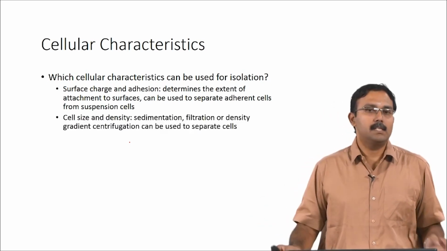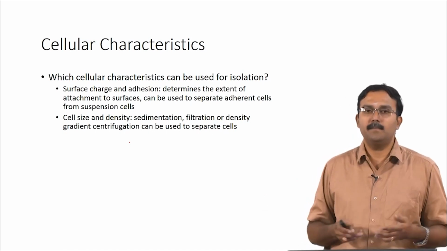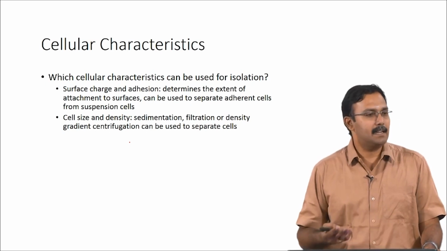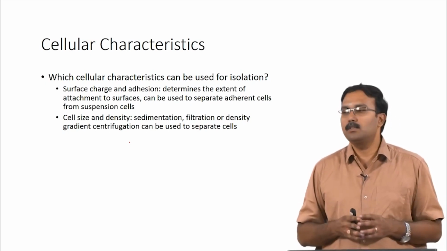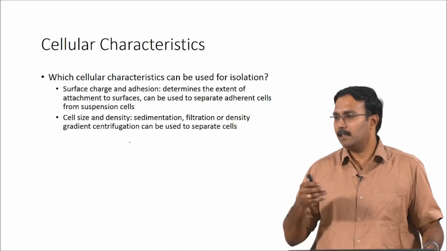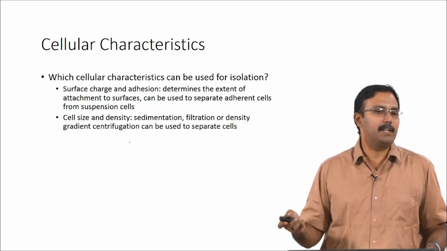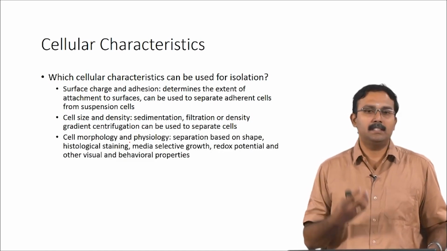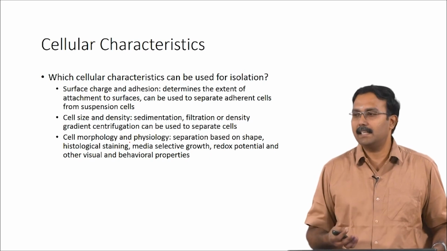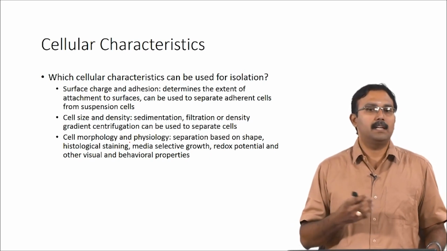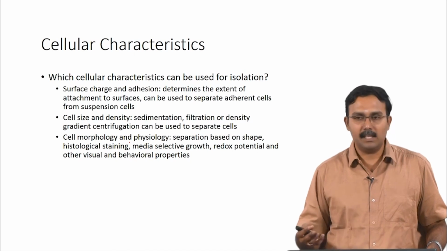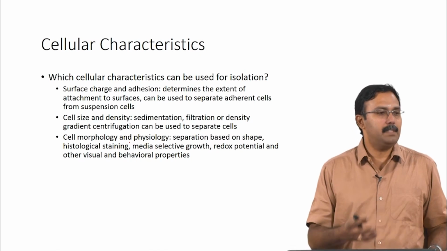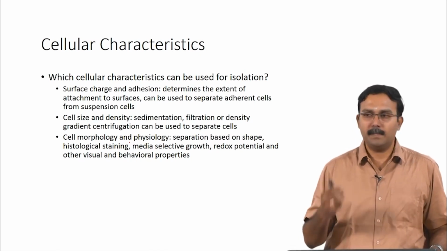Okay. So, cell size and density is a parameter which can be used for separation. Sedimentation, filtration or density gradient centrifugation are techniques which can be used for separating cells. These have been extensively studied and people use them very commonly. Cell morphology and physiology, basically the shape, histological staining, media selective growth, redox potential and other visual and behavioral properties of the cell can be used for identifying and isolating the cells. People have used many of these techniques for getting specific cell types.